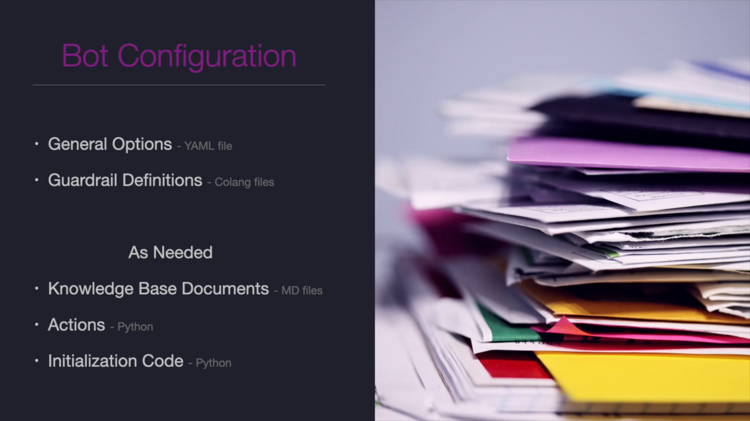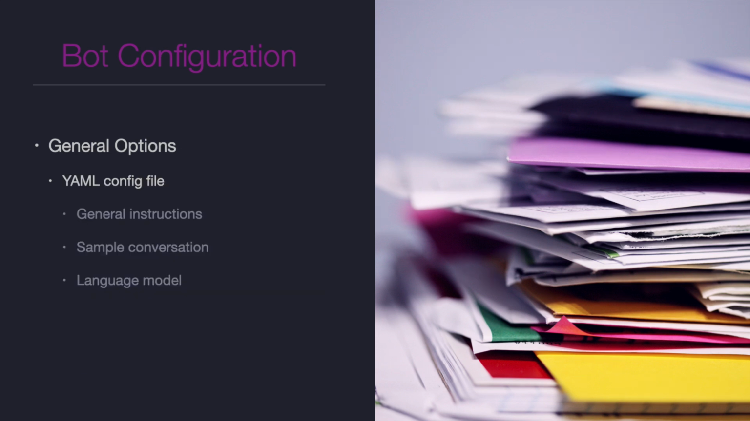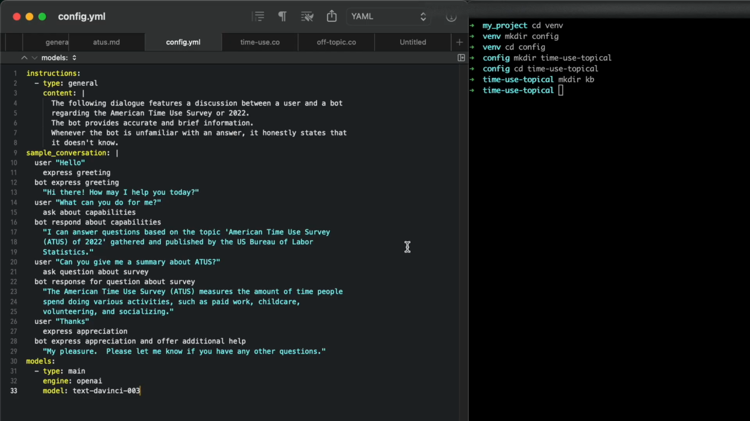Now, if we take a look at the general options, it'll have 3 sections. They don't all have to be included. The only one that's actually necessary every time is the language model section, where you specify which model you're going to use. But you do have the option of providing general instructions and sample conversation as well. So let's take a look at the config file that we're going to use for our bot. Okay. So here you can see the 3 sections: instructions, sample conversations, and models.